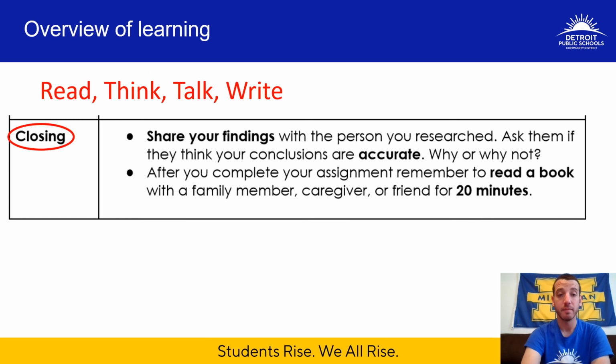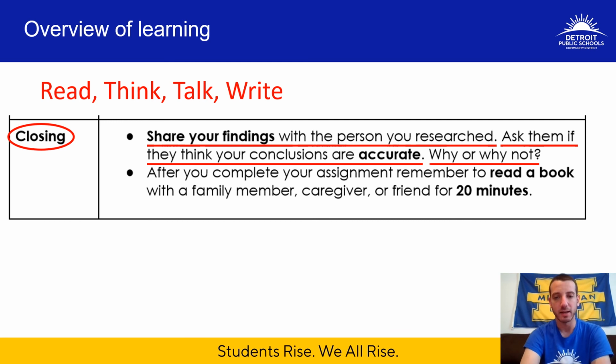For the closing today, you're going to share your findings with the person you researched, and ask them if they think your conclusions are accurate, why or why not. So after you conducted the research study, after you answer the reflection questions and make conclusions and generalizations about the data, share those conclusions and generalizations with the person you researched. They can actually read your reflections themselves if they want. And then they have to basically tell you if they feel like your conclusions are accurate, why or why not. So you'll have a conversation about your conclusions, and if they agree or disagree.